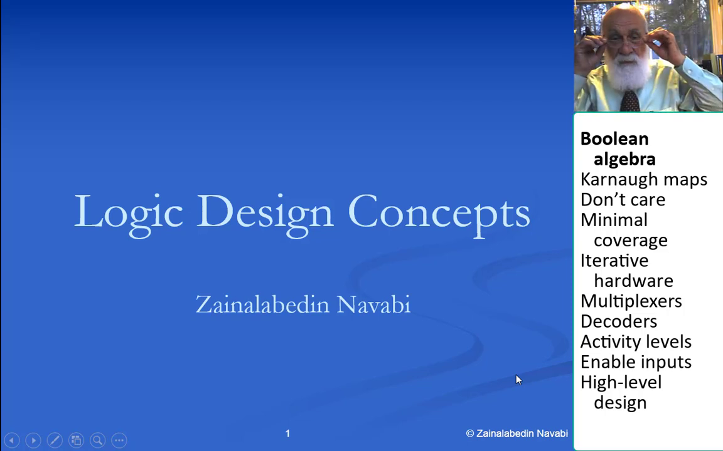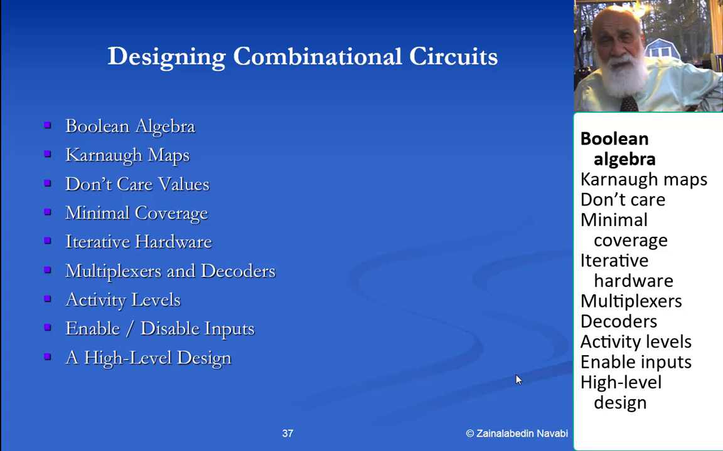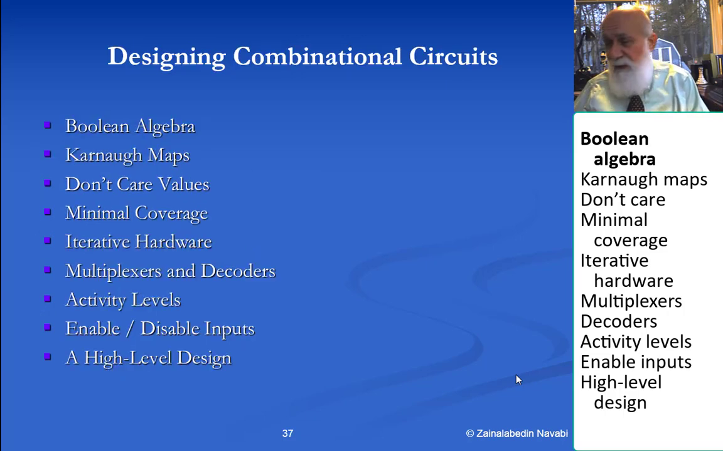In this next part, we'll be doing combinational circuits. We will talk about Boolean Algebra, Karnaugh Maps, and don't care values, minimal coverage, and iterative hardware.